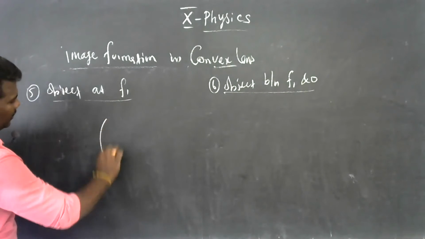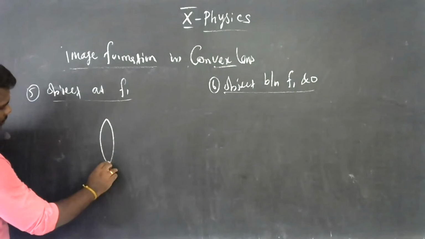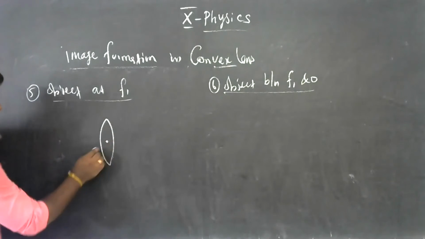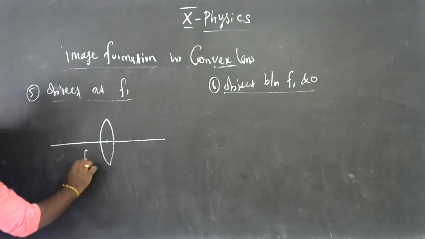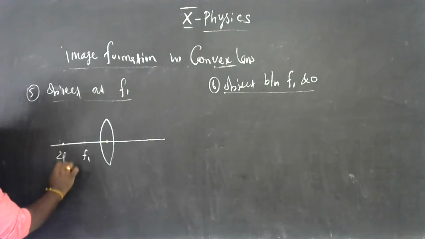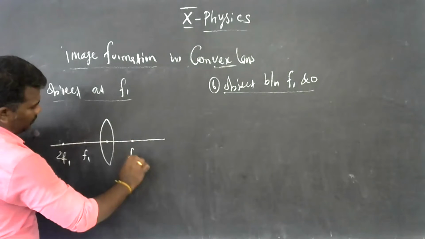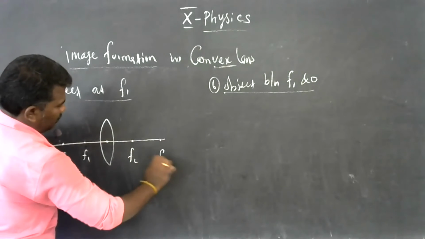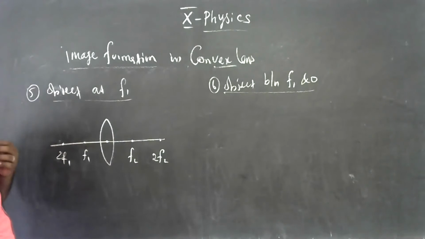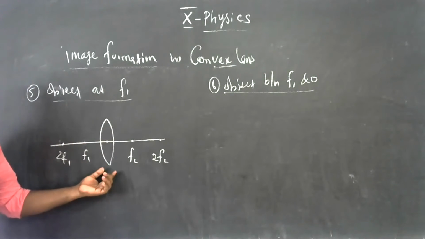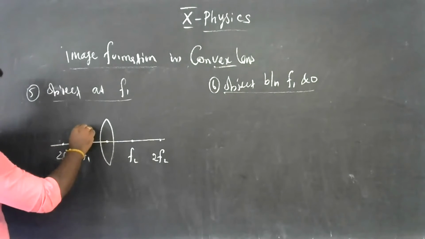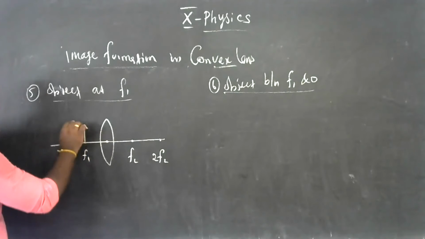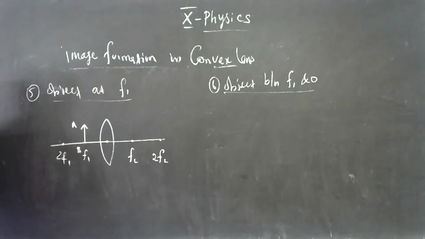When the object is located at F1. So O, F1, 2F1, F2, 2F2. Students, whenever you are going to draw the image formation case, first of all, you draw the lens, then you mark the principal axis, and then you note all the points on the principal axis. Then only you fix the object. Now, the object AB is located at the point F1.